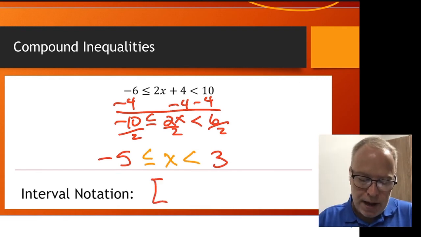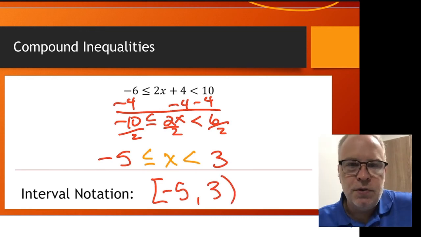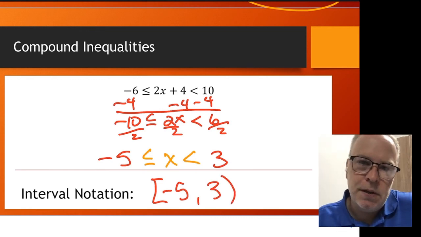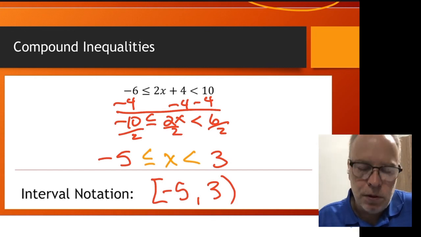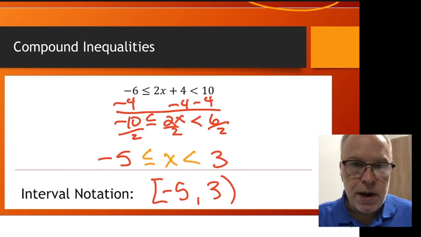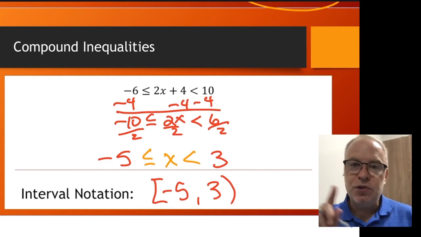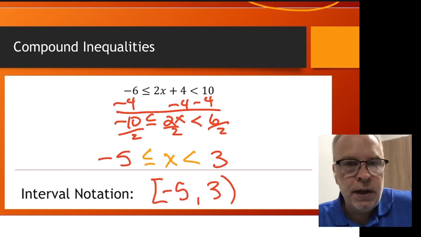So we put a bracket here, -5 up to 3. That's your shorthand. Oh, it's almost time to be done, apparently. We've got the bell going off here. So we've got the bracket, negative 5, all the way up to 3, parenthesis. So this is your primer on compound inequalities, how to solve them, how to write your answers in interval notation, and hopefully you were mildly entertained.